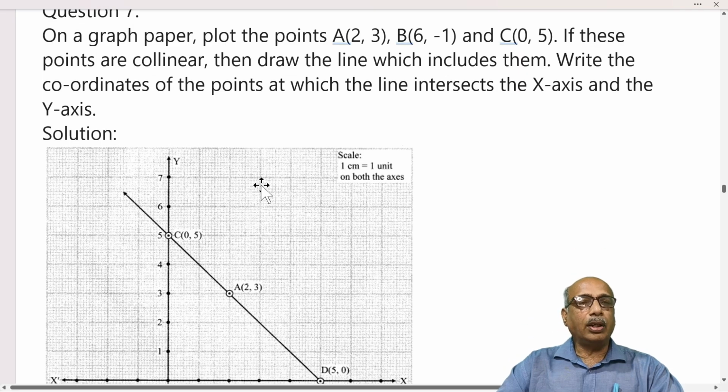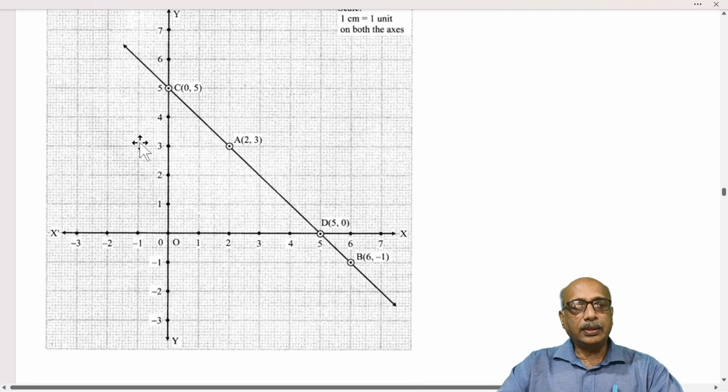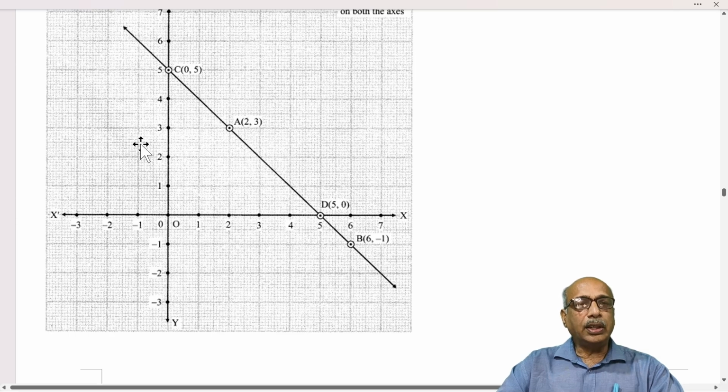Question 7. On a graph paper, plot the points A, B and C. If these points are collinear, meaning lying on the same straight line, then draw the line which includes them. Write the coordinates of the points at which the line intersects the x-axis and the y-axis. Now here you see, when you locate these 3 points, you will get these points as C, A and D. Join this line, draw it as a line there, and B is also there.